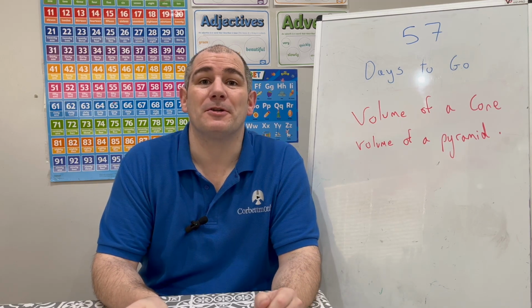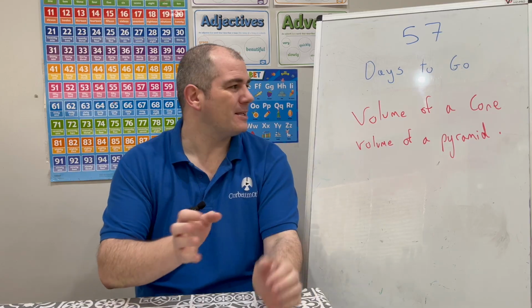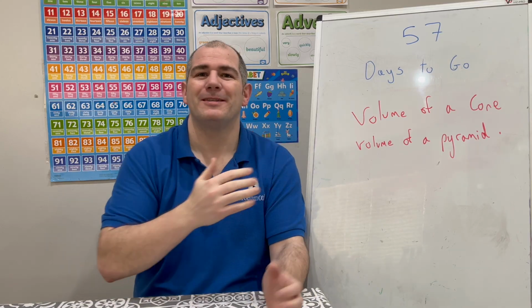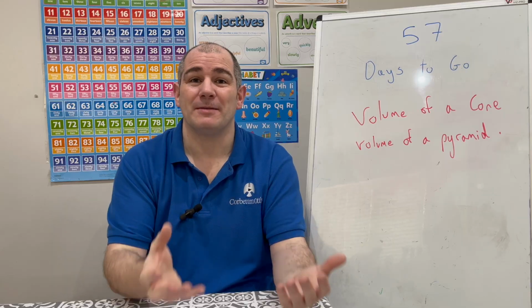There's 57 days to go to your GCSE Maths exam, and today we're going to focus on two topics, the volume of a cone and the volume of a pyramid. Now they're kind of linked to each other because you use the same technique for both of them.